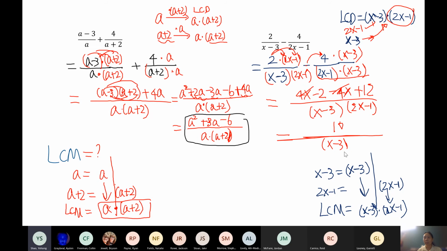Denominator, I'm just going to keep it as it is. And notice that there can be no common factors from the top and bottom. So that would be the final answer. A little quick explanation: why can I use this minus sign for the top?